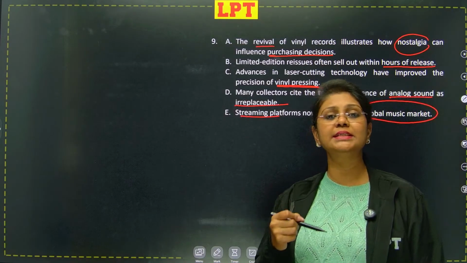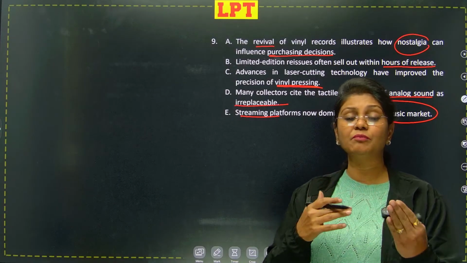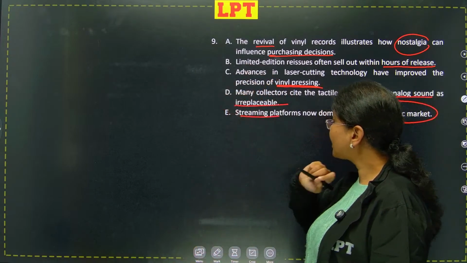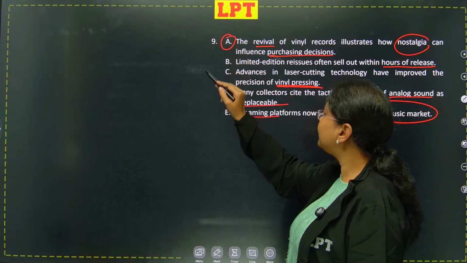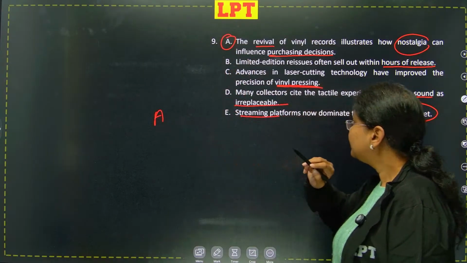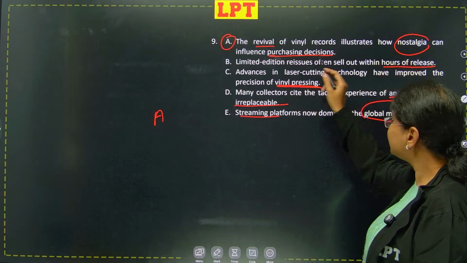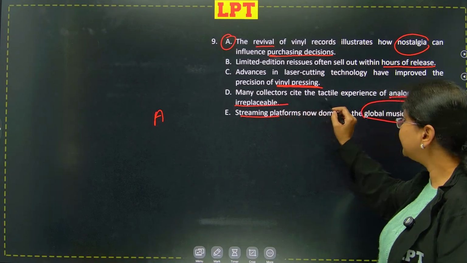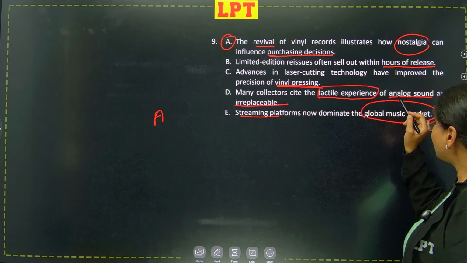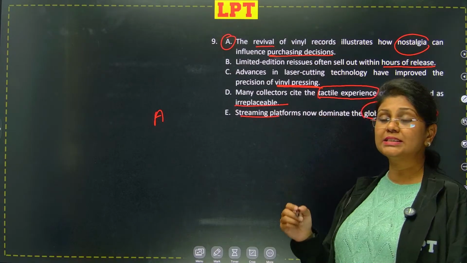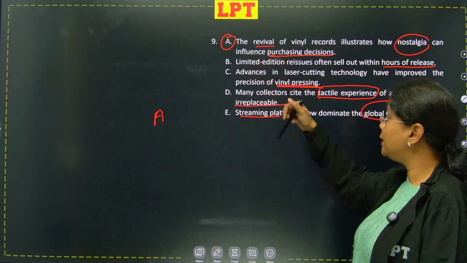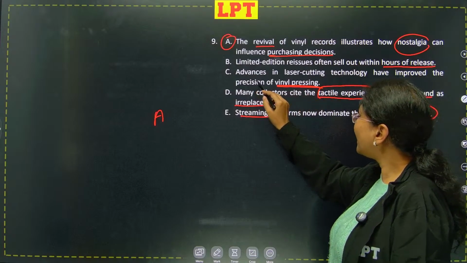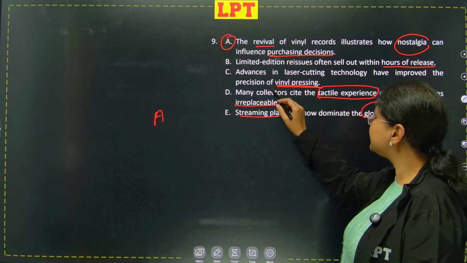So, out of these statements, you will understand that even if you have not figured out the correct sequence for the rest of the statements, of course it will start with A. It says illustrates how nostalgia influences purchase decisions. Continue the same process and say many collectors cite the tactile experience of analog sound as irreplaceable. Now this is related to statement A. Now it says limited edition releases often sell out within hours of release. Advances in laser cutting technology have improved the precision of vinyl pressing.